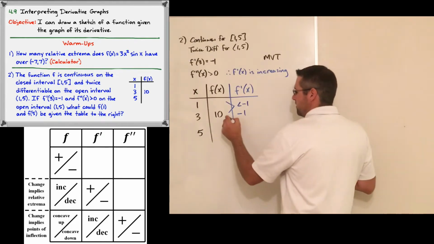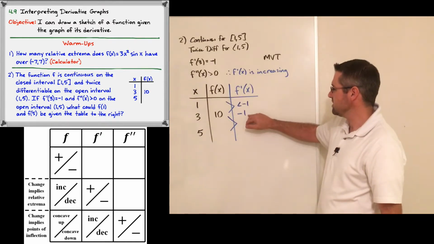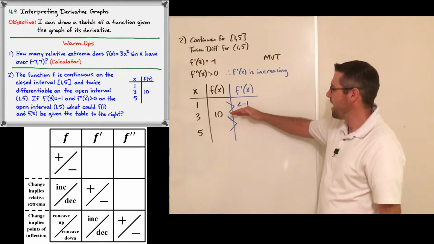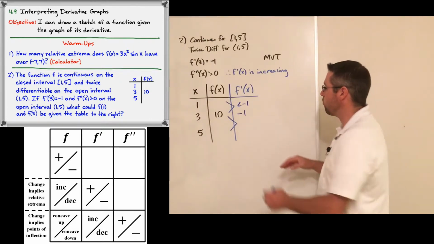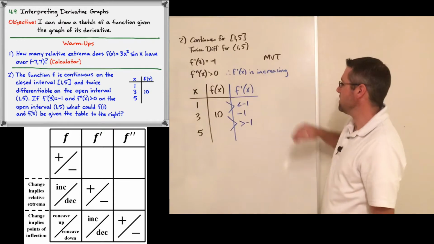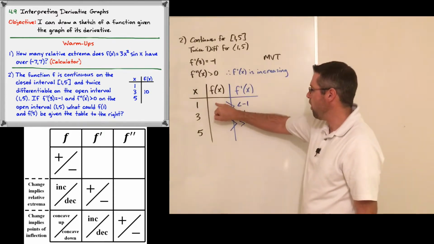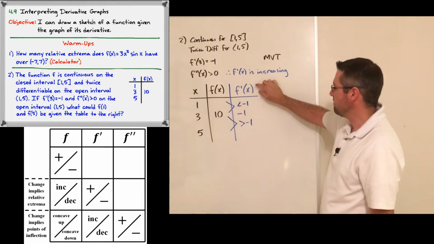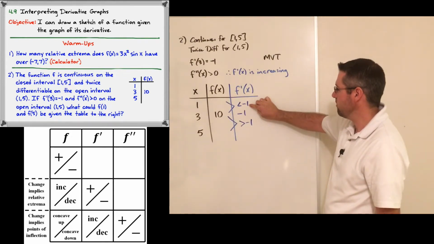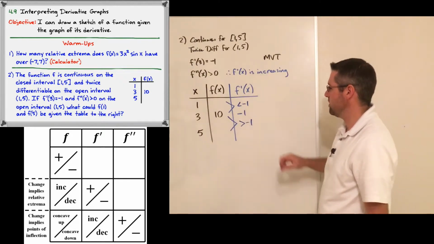Then the second part of this is the slope between 3 and 5. Well, again, since the slope at 3 is -1, that means the slope after 3 must be greater than -1 for f prime to be increasing. Okay? So we're looking for a value at x equals 1 such that the derivative is less than -1, and a value for x equals 5 such that the derivative is greater than -1.